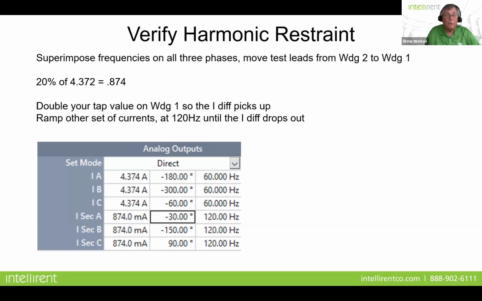And then 20% of 4.372 is 0.874. So we'll ramp these currents up until we hit this value of 874 milliamps, and you'll see that element drop out. Okay, so that's a very good way. Now, you can do that single phase, depending on how it's set, 2 phase, 2 out of 3 phase, or do all 3 phases. But once you see that element drop out at that value, you'll know that that 20% setting is operating correctly.